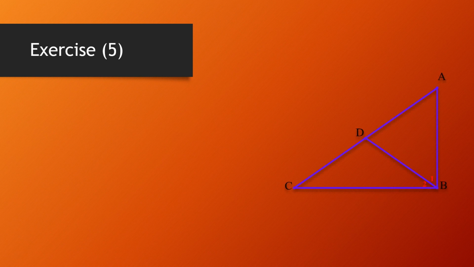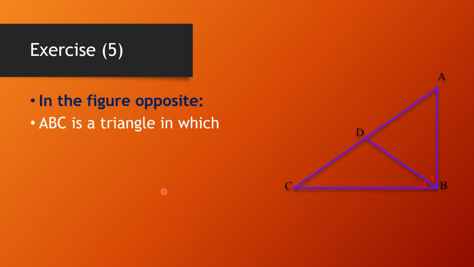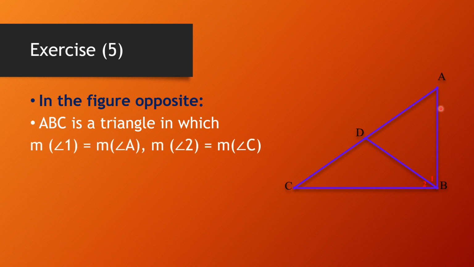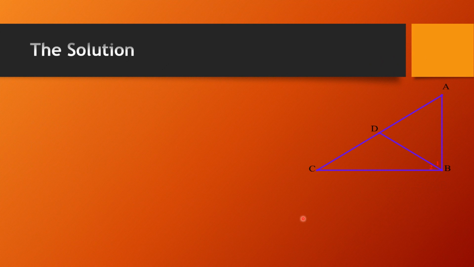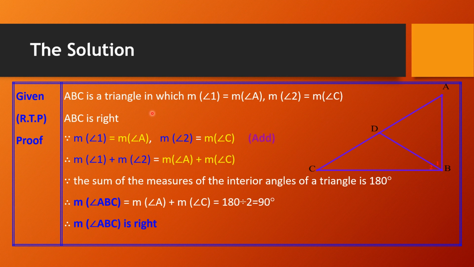Exercise 5. In the opposite figure, ABC is a triangle in which measure angle 1 equal measure angle A, measure angle 2 equal measure angle C. Prove that measure angle ABC is right. The solution. The given: ABC is a triangle in which measure angle 1 equal measure angle A, measure angle 2 equal measure angle C. Required to prove: ABC is right.